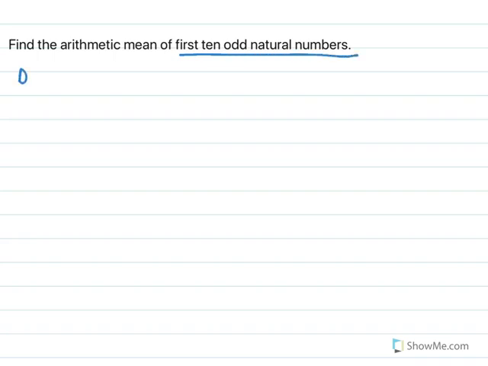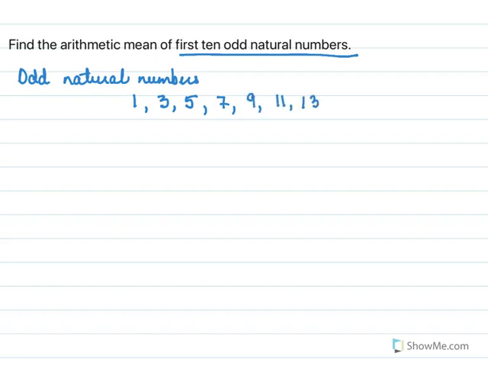Find the arithmetic mean of the first 10 odd natural numbers. So we need to write the odd natural numbers. The first one is 1, 2 is even, so you have 3, 5, 7, 9, 11, 13, 15, 17, 19. So these are the first odd natural numbers.